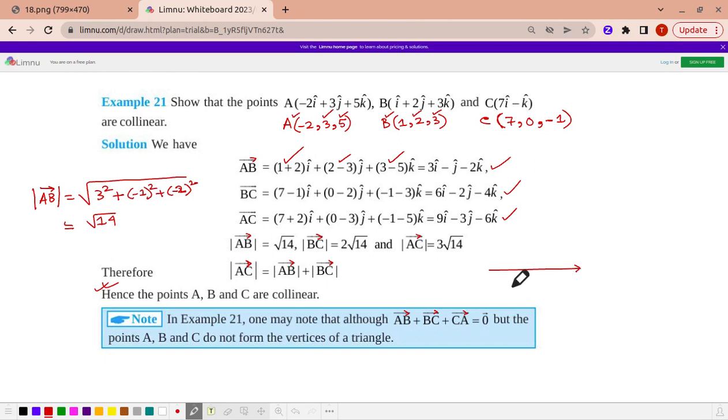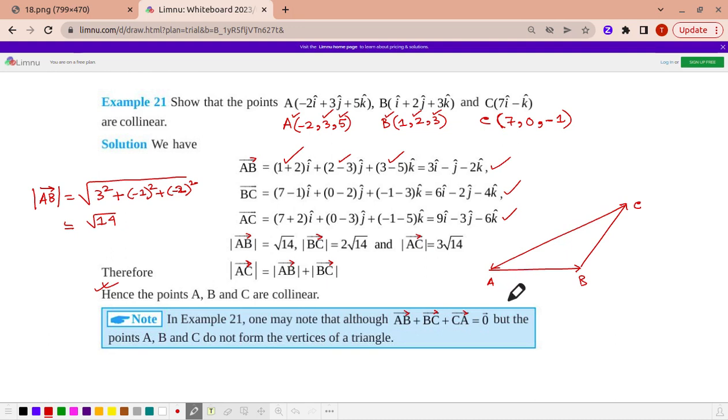Suppose this is the vector AB. Now another vector is BC. Suppose this is the vector BC. And then there is a vector CA, so we can take the vector CA like this. So if you look into this, then also we can find AB plus BC plus CA equal to 0. That is coming from the triangle, if A, B, C are the vertices of a triangle.